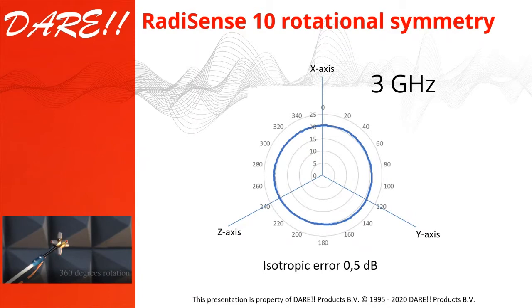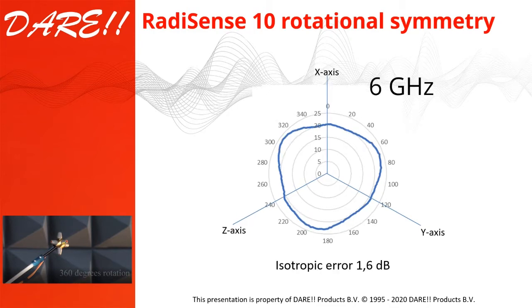This is the performance of our own RadiSense stem probe at 3 gigahertz, where you can see we have generated a field of 20 volts per meter, and not only at the X, Y, and Z axis positions does it give 20 volts per meter, but also in between. So by rotating the probe, it continues to indicate exactly the same field strength. So the isotropic error is relatively small, and still we have 0.5 dB as an error.